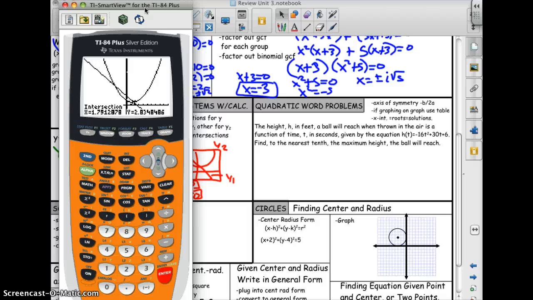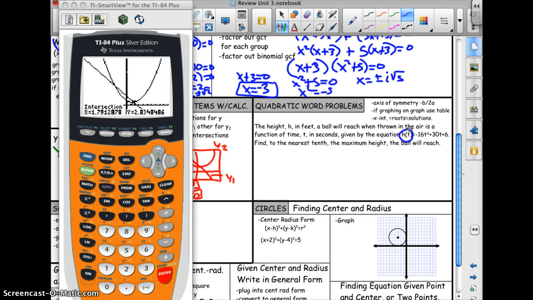The height h of a ball thrown in the air, as a function of time t in seconds, is given by this equation. This does not mean h times t. This h of t, that's the height, okay? Don't let that throw you off. You don't have to put h times t in there, all right? It's h of t. Find, to the nearest tenth, the maximum height the ball will reach.